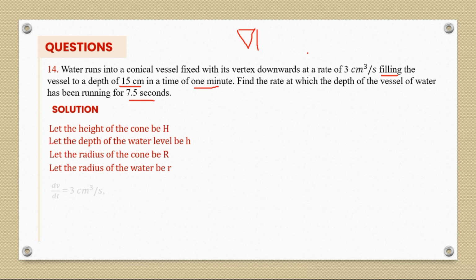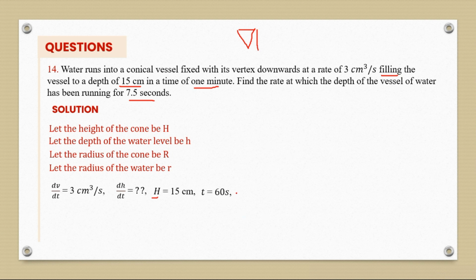So in this question, we've been given that the rate of change of volume of water is 3 cubic centimeters. Then we're being told to find dh/dt, which is the rate of change of the depth of water. And then we've been told that the water fills the vessel to a height of 15 centimeters. So that means that the height of the cone, capital H, is 15 centimeters. So that's very important to note in this question.